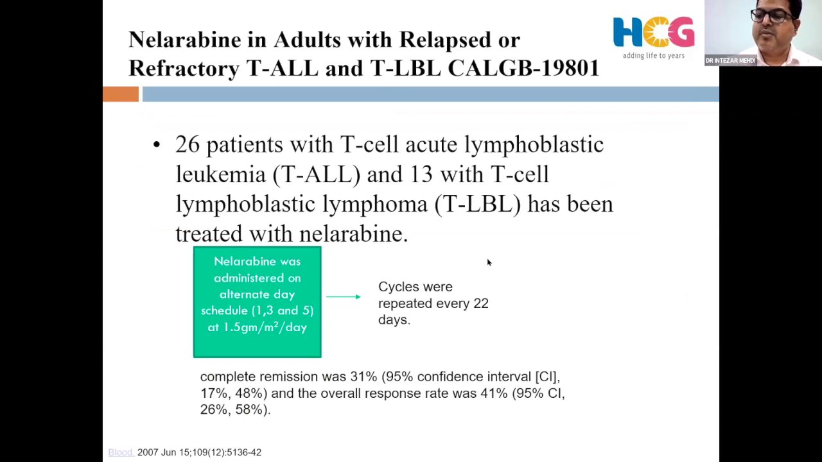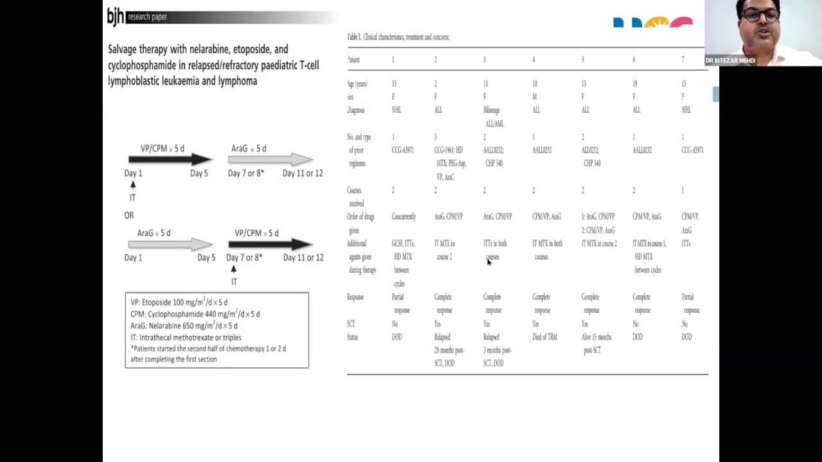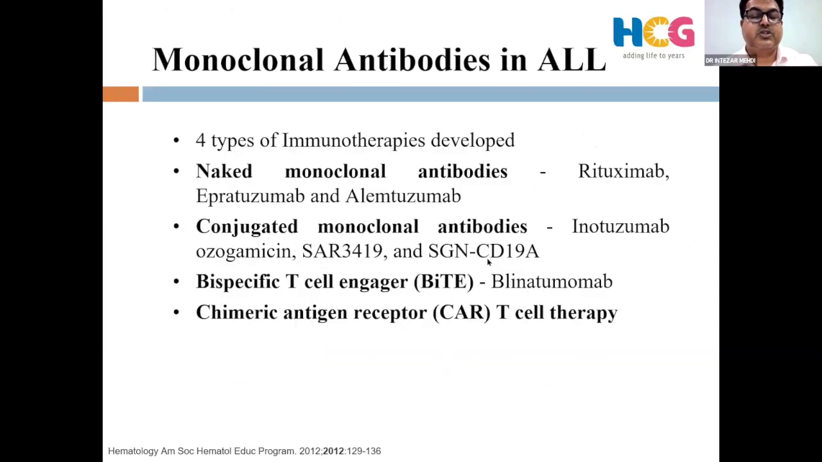This was the first paper, a nelarabine-based paper, 26 patients with T cell ALL. This was the adult paper initially, and they showed that nelarabine given at the dose of day 1, 3, 5, 1.5 grams, showed response rates of over 30%. Subsequently, this paper came up where in children, nelarabine, etoposide and cyclophosphamide was used, either giving chemo first followed by nelarabine or vice versa. And out of 7 patients, they saw very good response in about 5 patients.